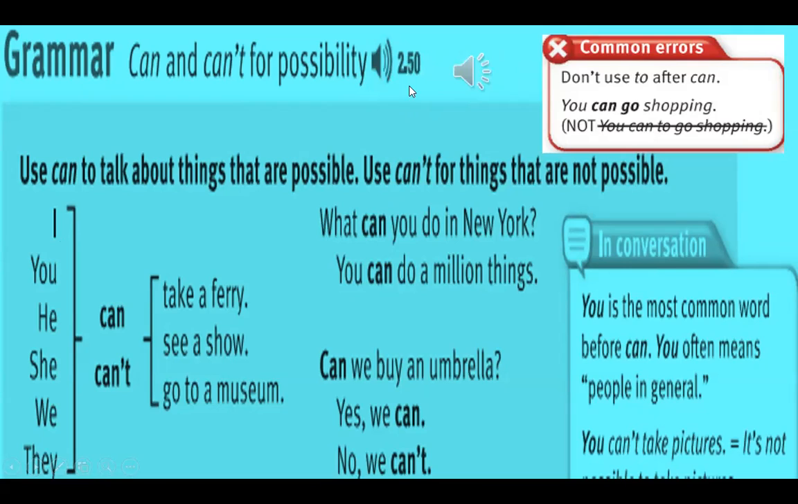From the beginning, please. Page 87, 2, grammar, can and can't for possibility. Use can to talk about things that are possible. Use can't for things that are not possible. I can take a ferry. You can't take a ferry. He can see a show. She can't see a show. We can go to a museum. They can't go to a museum. What can you do in New York? You can do a million things. Can we buy an umbrella? Yes, we can. No, we can't.